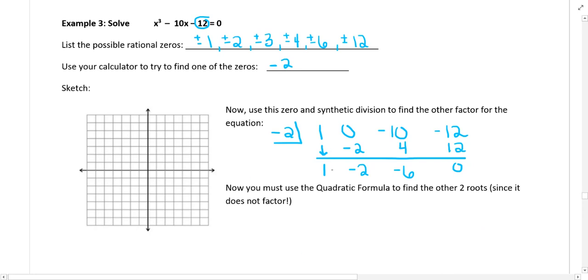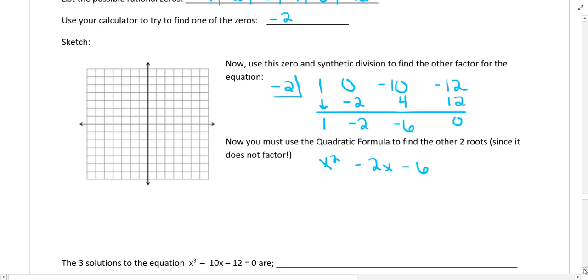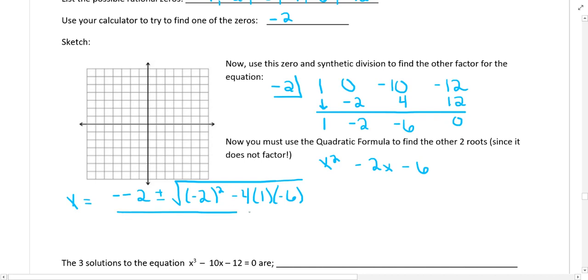Okay, so I have reduced this now to the equation 1x squared minus 2x minus 6. I cannot factor that, so I'm going to use the quadratic formula to find my other 2 zeros. So here I'm going to go x equals negative b, so negative 2, plus or minus the square root of b squared, so negative 2 squared, minus 4 times a, which is 1, c, negative 6, all over 2 times 1. Okay, so let's go ahead and simplify this.